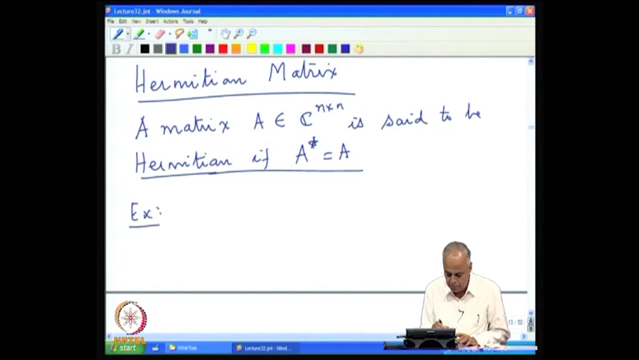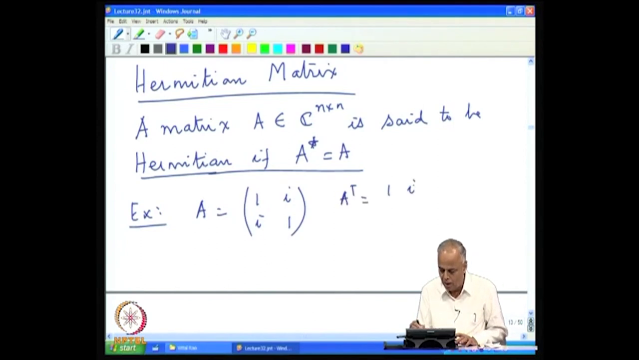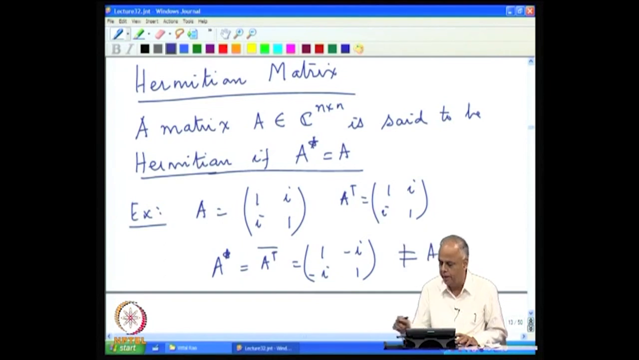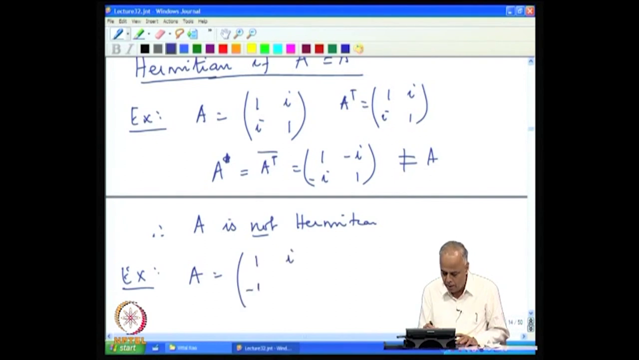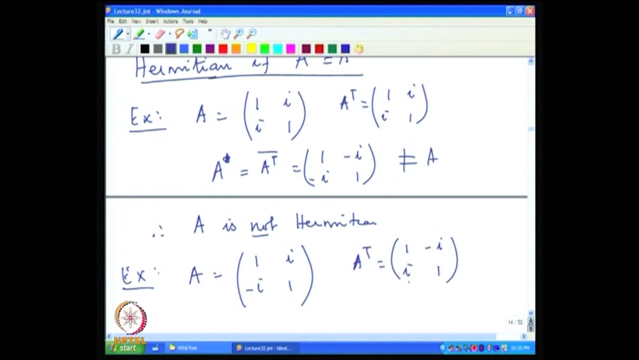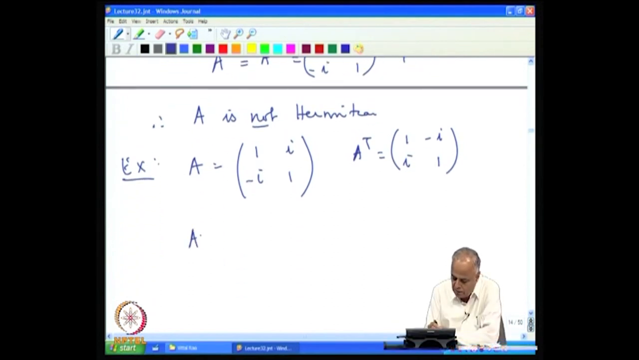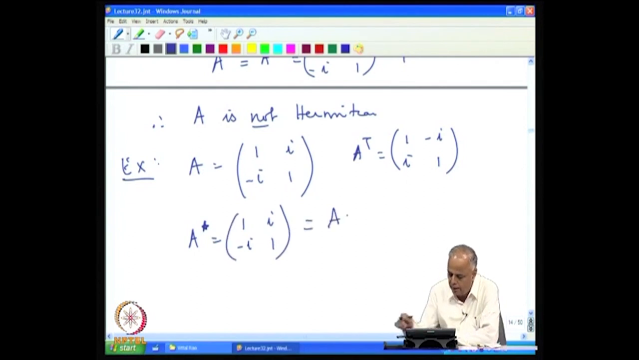For example, if A equal to [1 i; i 1], A transpose is [1 i; i 1], therefore, A star, which is A transpose conjugate, is [1 -i; -i 1], and this is not equal to A, and therefore, A is not Hermitian. On the other hand, look at this example, A equal to [1 i; -i 1], then A transpose is [1 -i; i 1], the rows are written as columns and columns as rows. Therefore, A star, which is the conjugate of A transpose, is [1 i; -i 1], which is equal to A, and therefore, A is Hermitian.